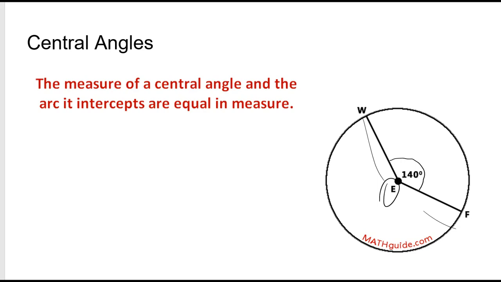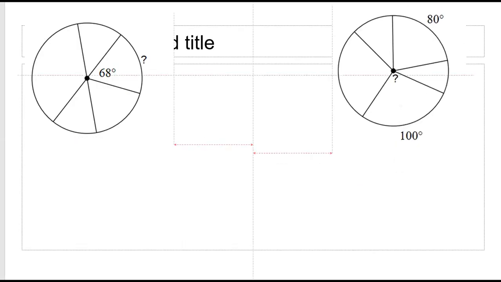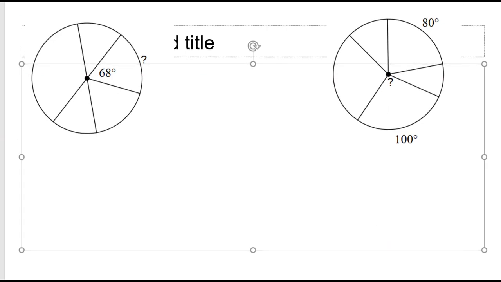Right there in the red it says the measure of a central angle and the arc it intercepts are equal. So what that means, guys, is if I follow these lines, the measurement from W all the way over here to F is also 140. So central angles and the intercepted arcs are going to be the same angle measurement. Pretty simple. Alright, so these are two problems really quick that we're going to go over. Remember, guys, central angles and their arcs are exactly the same.